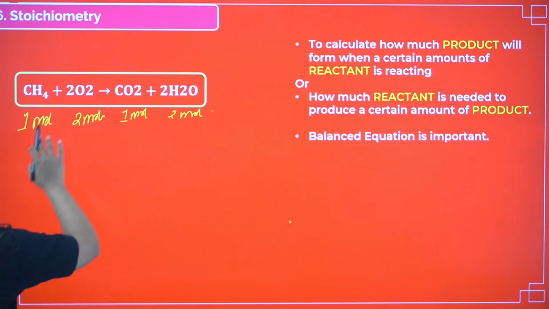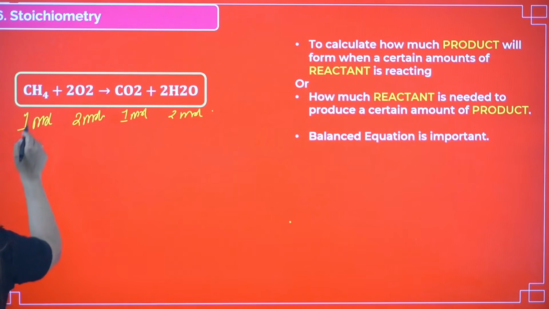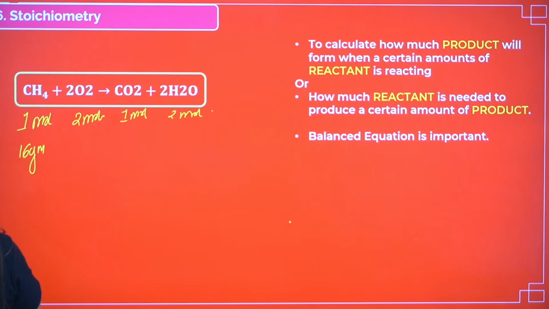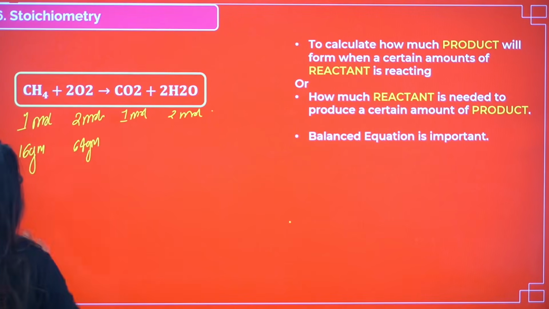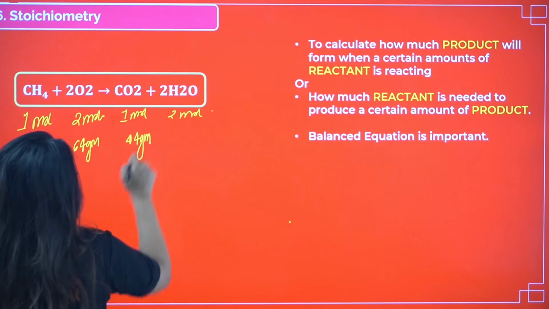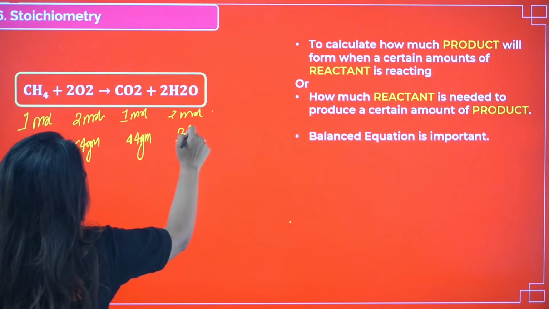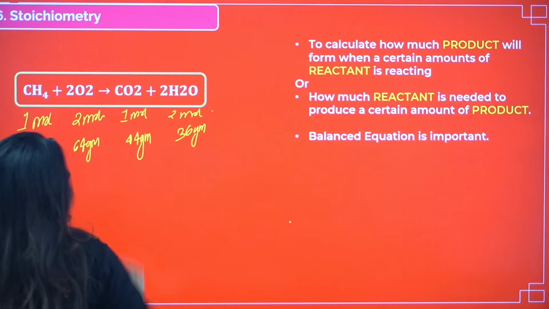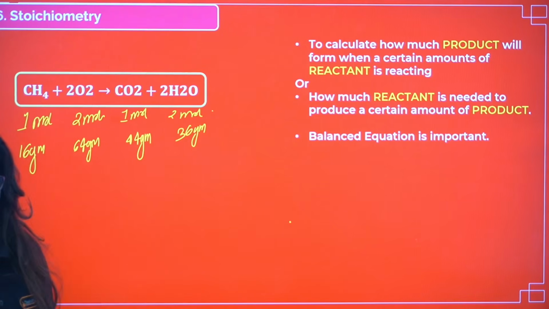Further, if I simplify it, 1 mole means 16 gram, which is the molecular weight. 16 gram of methane will always react with 2 into 32, means 64 gram of oxygen, to give you 44 gram of CO2 and 36 gram of water. This is how you can analyze it.